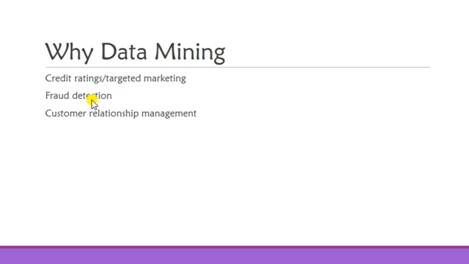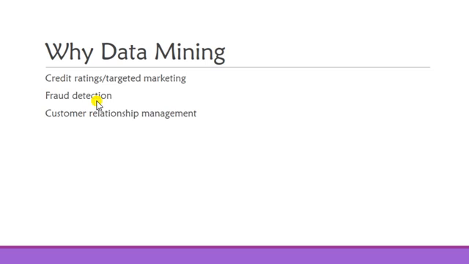Also, data mining can be used for fraud detection, because we will be able to identify which type of transaction is likely to be fraudulent, given the demographic and transactional history of a particular customer. Just like I said earlier, data mining is from historical data.